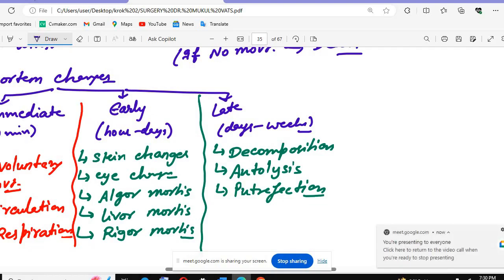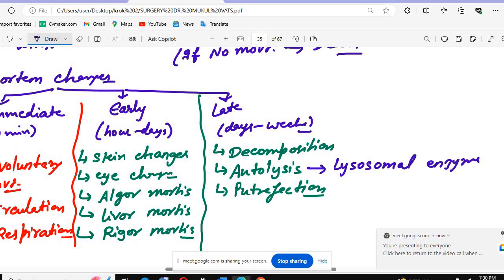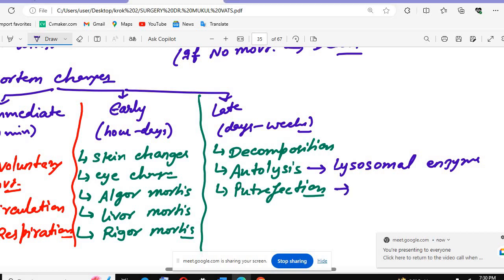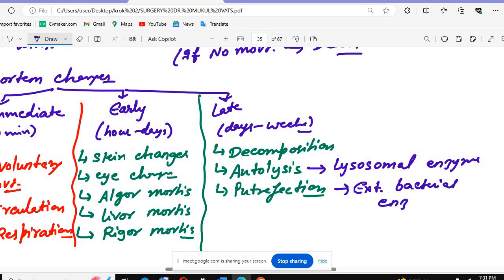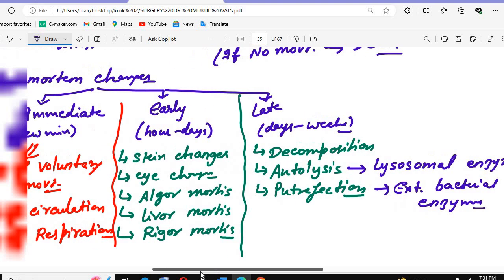Arre bhai, the autolysis enzymes are lysosomal, remember, lysosomal enzymes. So what will lysosomal enzymes do? They will cause autolysis. But the putrefaction, where does it come from, due to which enzyme? The putrefaction is by the external bacterial enzymes. So autolysis is done by the lysosomal enzyme present in the body itself, and then we will have putrefaction, which is by the external bacterial enzymes.